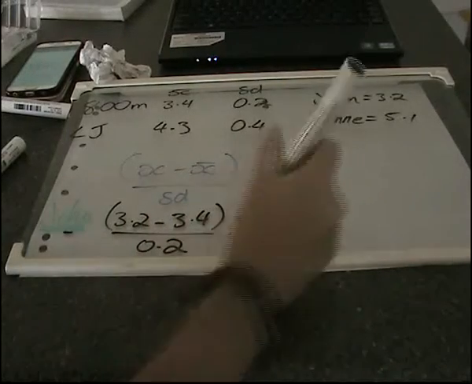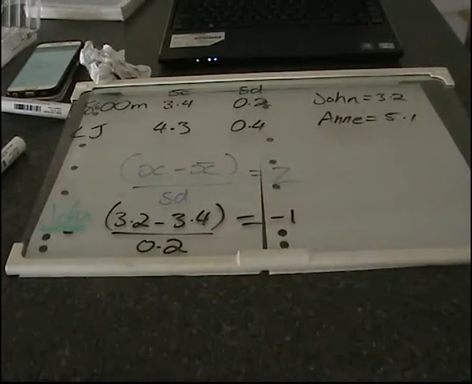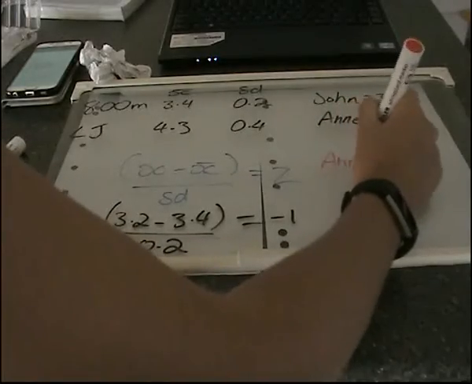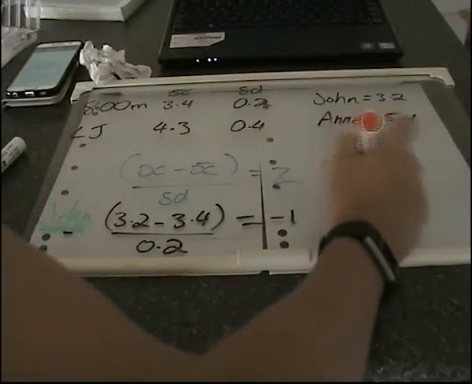Put that into your calculator, and it gives you his Z-score. So John's Z-score is -1. Don't worry about what that means at the moment. You just know that's the number. All right, then we've got Anne.